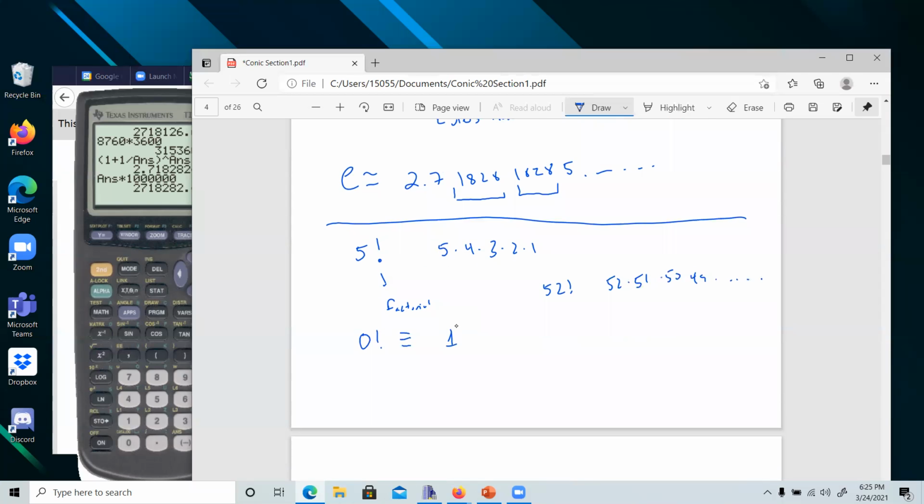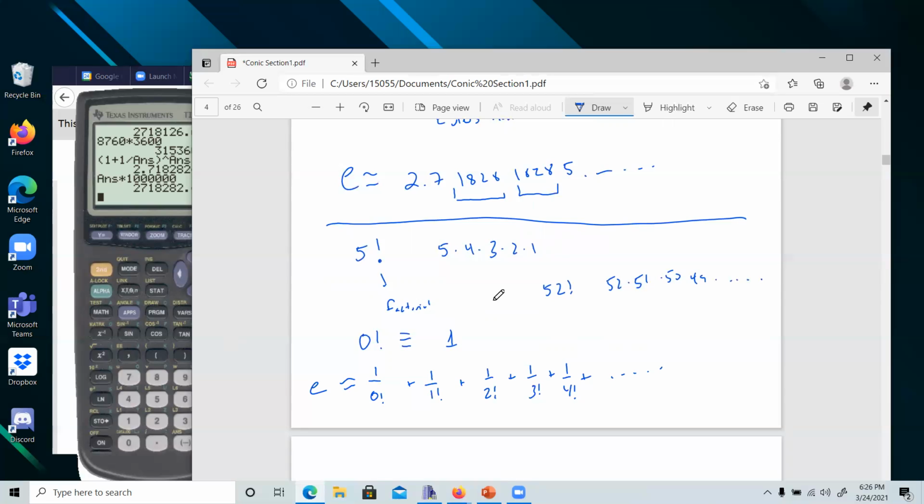So in order to get E, we could say this is 1 over 0 factorial, which is just 1, plus 1 over 1 factorial, which is still just 1, plus 1 over 2 factorial, plus 1 over 3 factorial, plus 1 over 4 factorial, plus, and so on. That's also E.